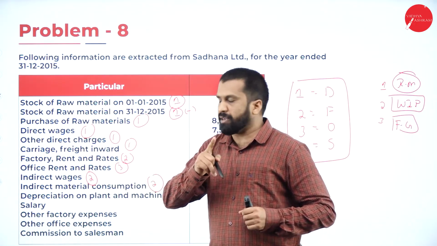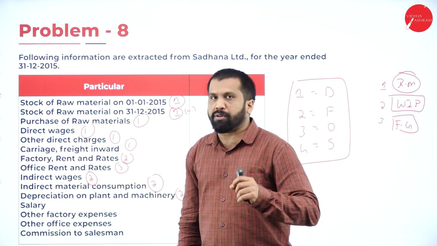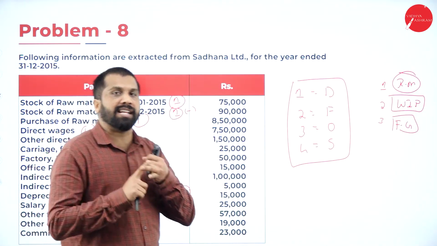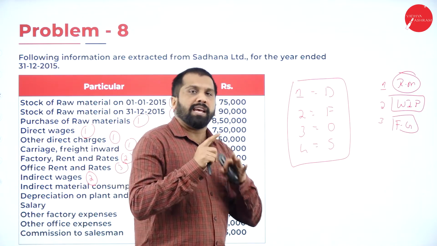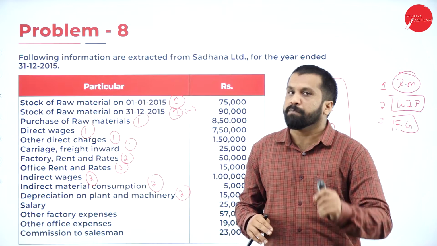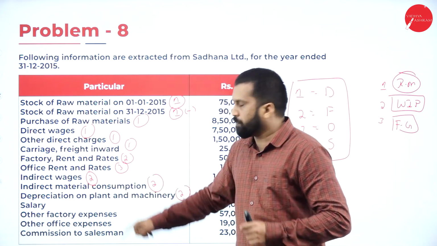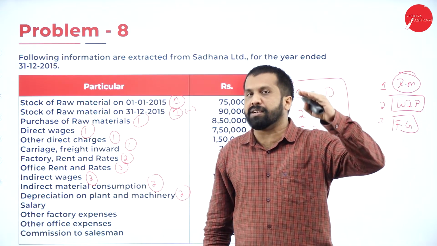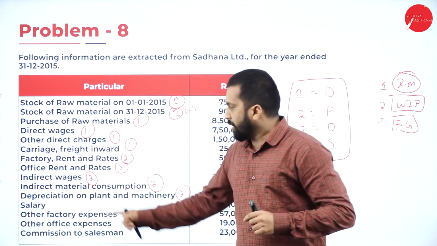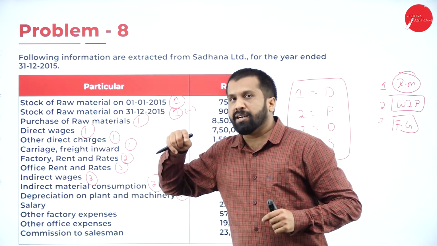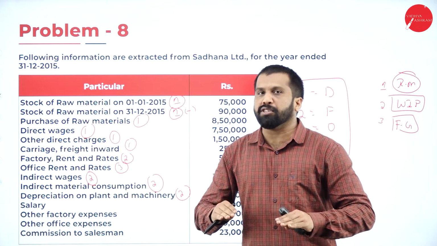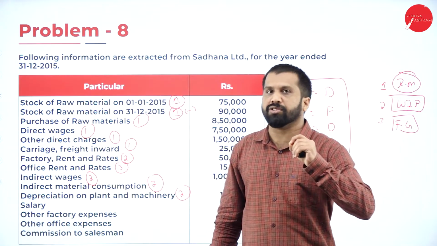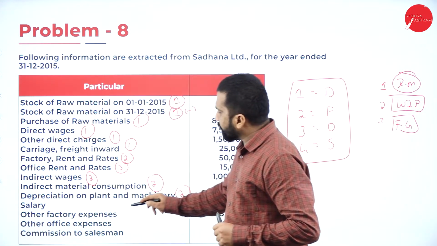Remember, again I am repeating you. Salary, they have to mention whether salary paid for factory, salary paid for office, or salary paid for selling and distribution. If nothing is mentioned, what we are supposed to do? We have to give this to office. So we'll wait until we see the working note. In the working note, if they given any other information, we do according to the information given in the question paper. If no information is given, then salary direct goes to where? Office and administration.